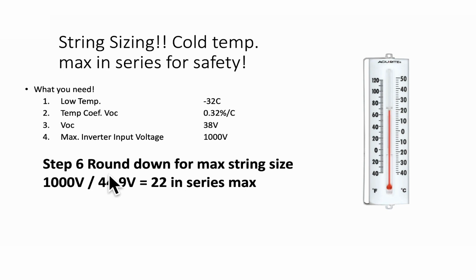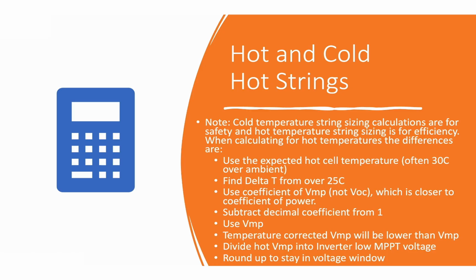And so that's just a way to turn the numerator into a denominator and vice versa. So once again, we are rounding down because if we put 23 in series, even if it was close, we'd go over voltage. And so far, what we've done is answer the question, and that was for the cold temperature and the maximum number in series.